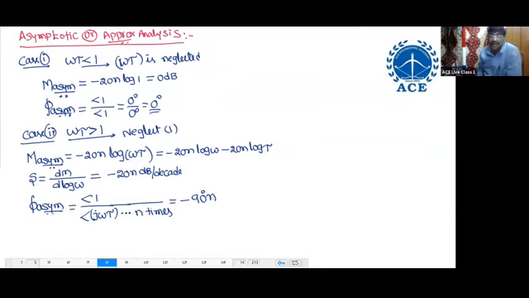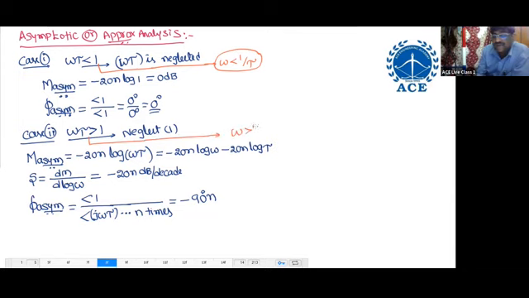So now this is the asymptotic or approximated analysis. Now we have to define the corner frequency. How to define it? See here, omega tau less than 1 means omega is less than 1 by tau. Omega tau greater than 1 means omega is greater than 1 by tau.